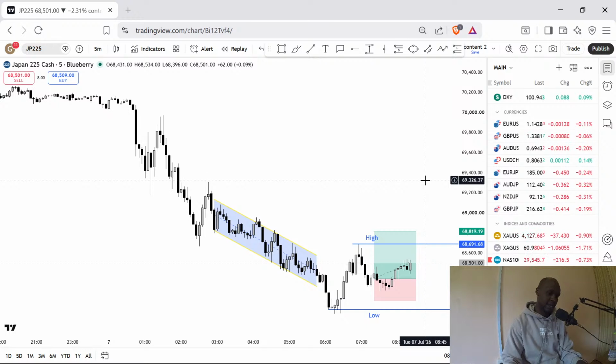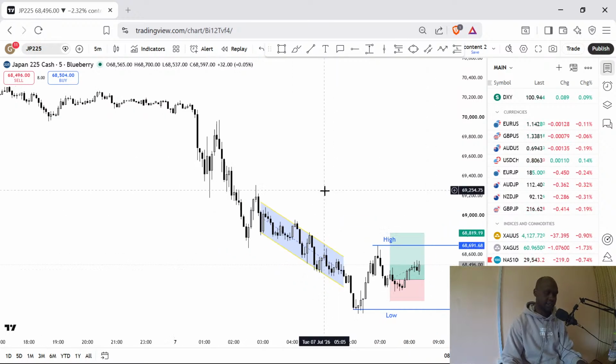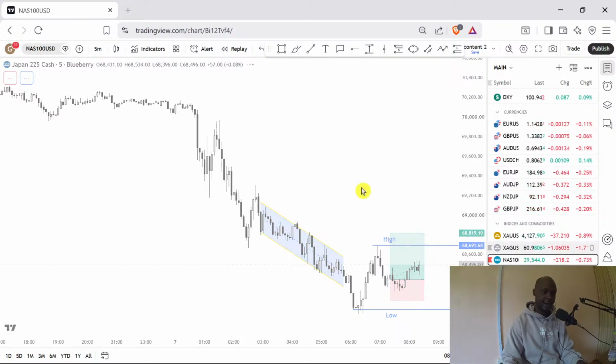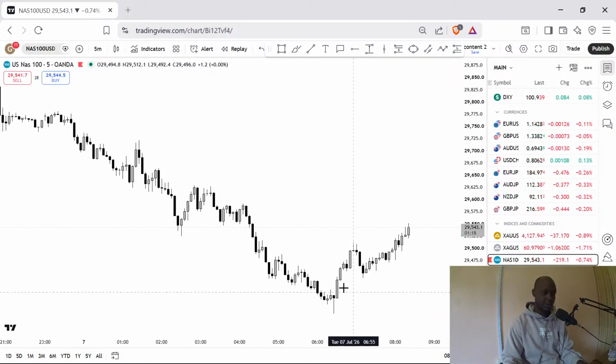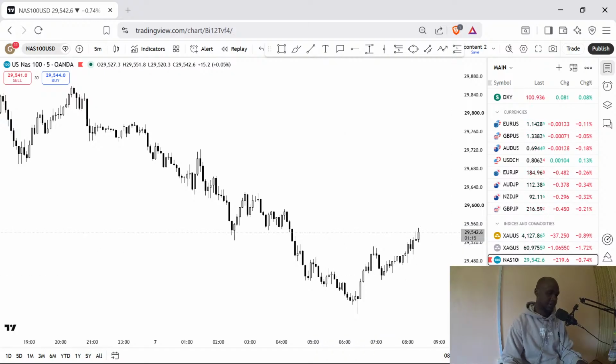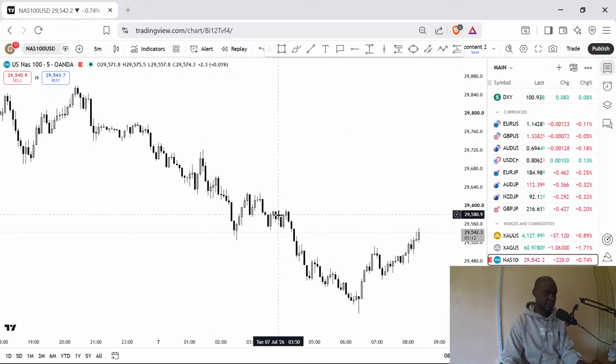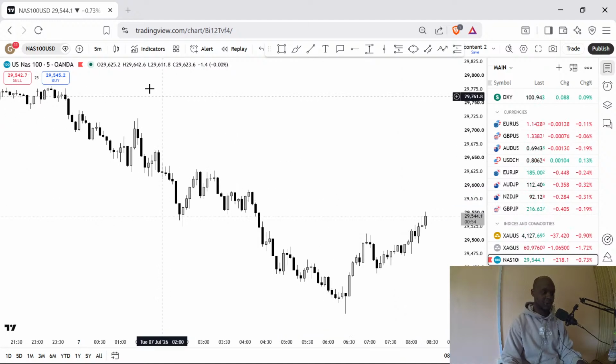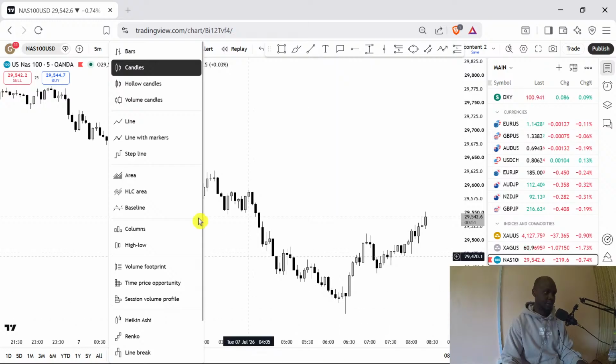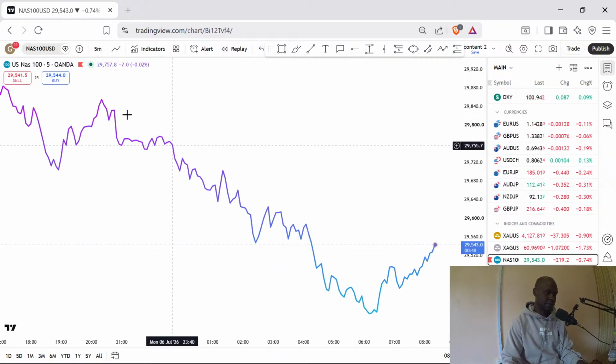Now for today, I had two pairs on watch. I had the JP225 or the Nikkei, and I also had the NAS 100 on watch. I was waiting for a pullback entry. You can see similar price action on NAS 100 compared to the JP225. We had a market that had been trending lower for quite a while, and then at the bottom here we got the descending channel, the descending nature I'm talking about. It kept breaking the low, retracing, breaking the low, retracing, breaking the low again, then we get the reversal. Now if you go to the line chart, you'll be able to see the descending nature at the bottom of the market that had been trending lower.